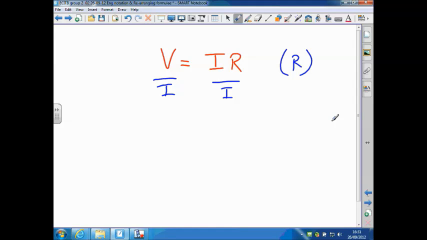So at this point, the I's cancel, and I can see that on the right hand side I'm now just left with R. So V over I equals R. And again we'd write the subject first, and R equals V over I. So I've rearranged that formula for R.